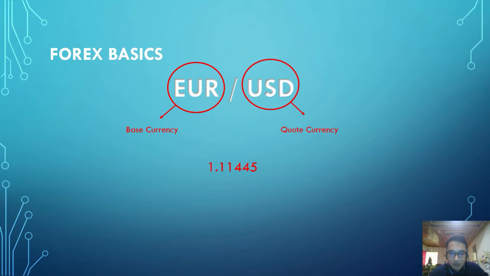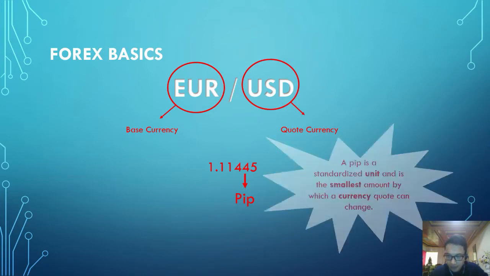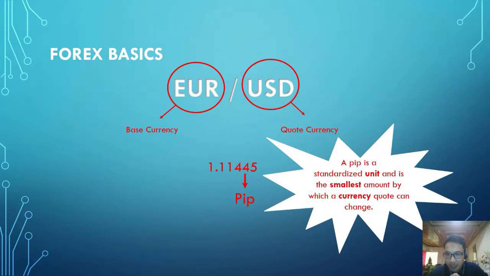The lowest movement in the forex market in terms of price is what we call the pip. The pip is always referred to as the fourth decimal place for pairs which have 4 decimals or higher, or for non-Japanese yen pairs. But for Japanese yen pairs, the pip is the second decimal place, since the conversion for Japanese pairs is much higher. A pip is a standardized unit, and it is the smallest amount by which a currency quote can change.